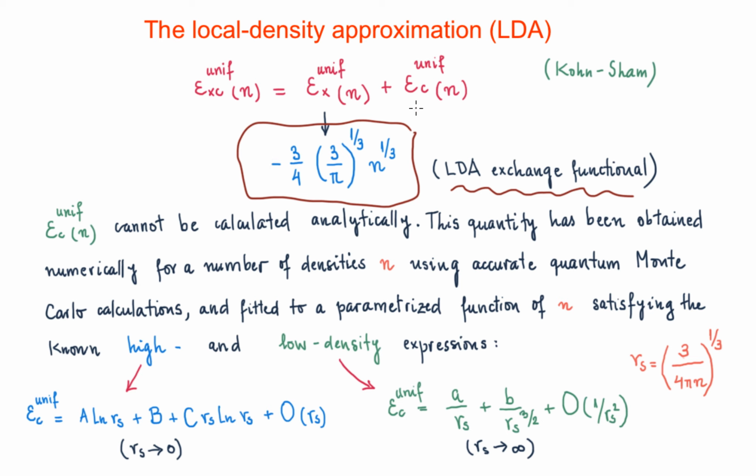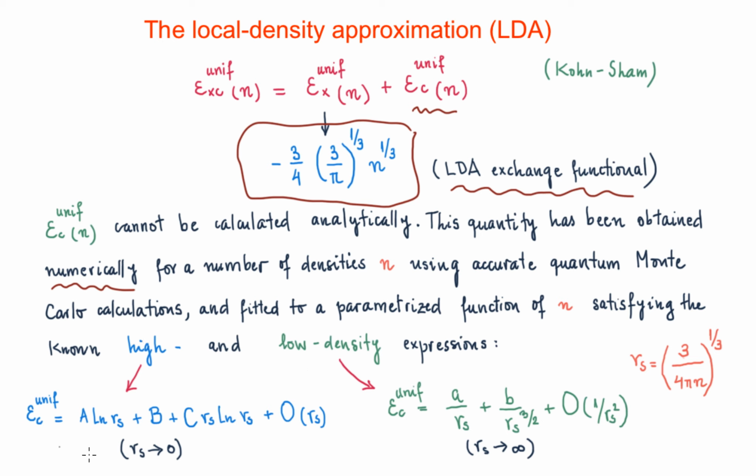But there is another term remaining, which is the correlation energy for the uniform electron gas. And this is much tougher because there is no analytic calculation for that. So what can we do? This quantity has been obtained numerically for a number of densities using accurate quantum Monte Carlo calculations. And after these calculations were done, it has been fitted to a parametrized function of density, satisfying the high density and low density expressions.